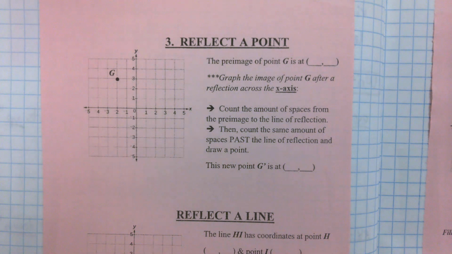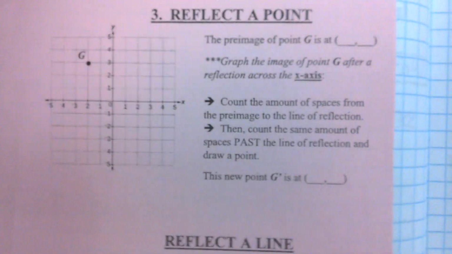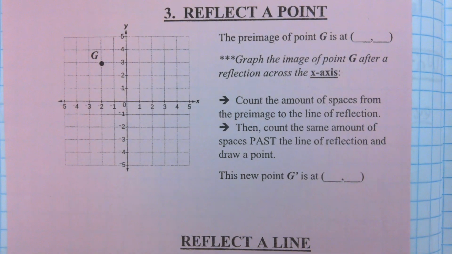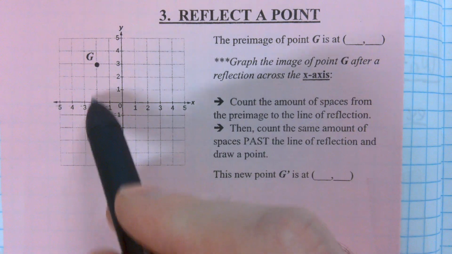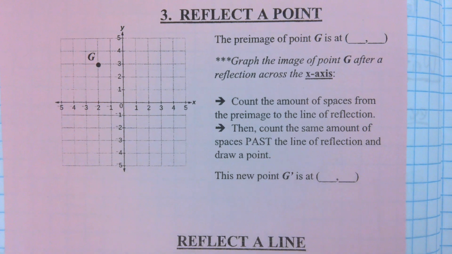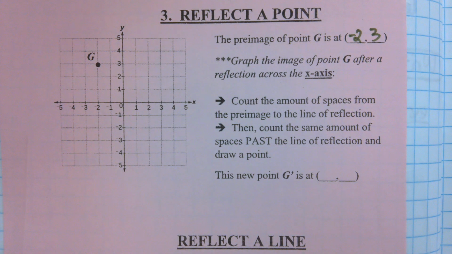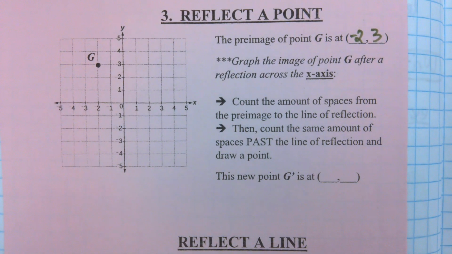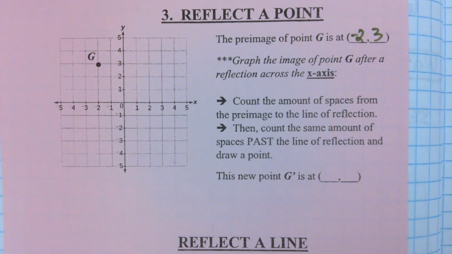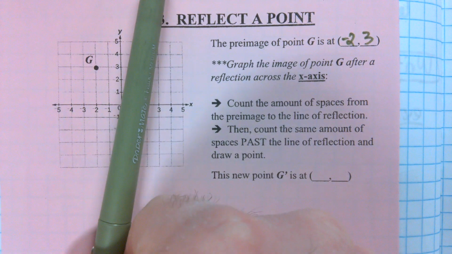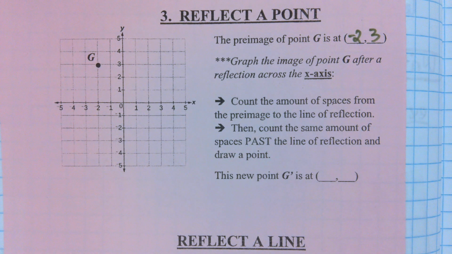As always, let's start with just a singular point. We're going to reflect point G. What are my coordinates here for the pre-image point G? -2, +3. And we're going to graph the image of point G after a reflection across the x-axis. Is the x-axis my horizontal or my vertical? Horizontal.